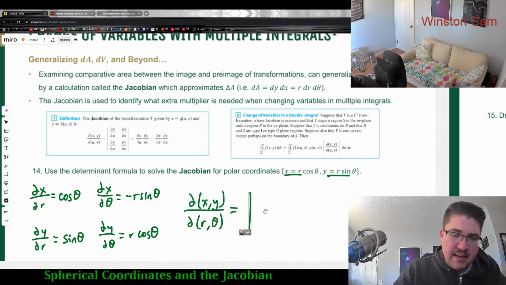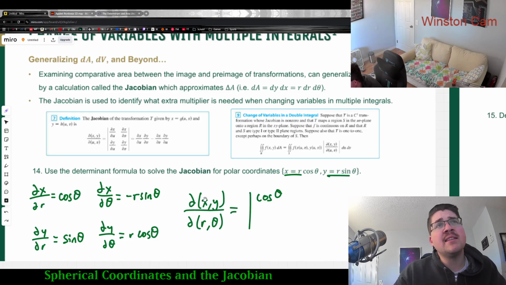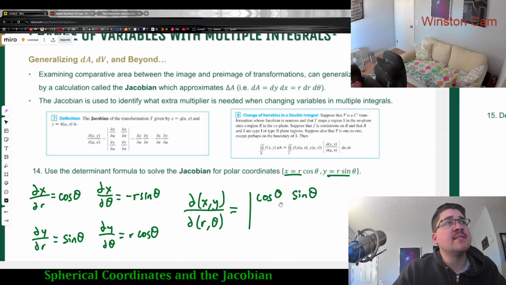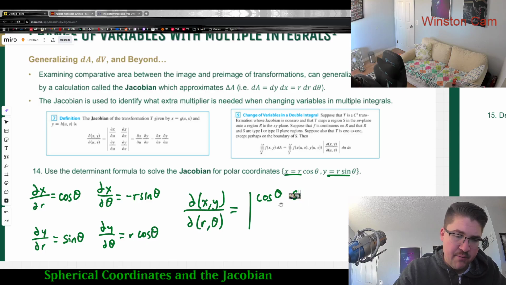Again, it would be the determinant of the matrix of those things. So dx dr. Another way to read this is it's this one vertically, and then this one horizontally. But basically x over r, y over r over here. And make sure I got these things in the right place. No, I do not. So that's kind of what I was saying to be careful about.